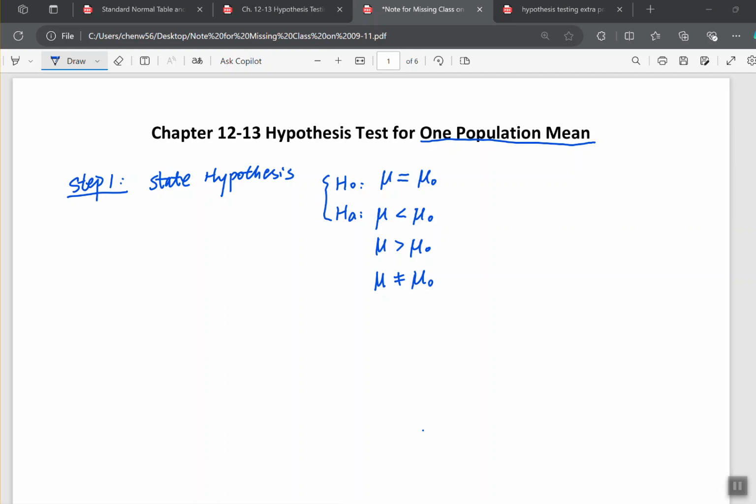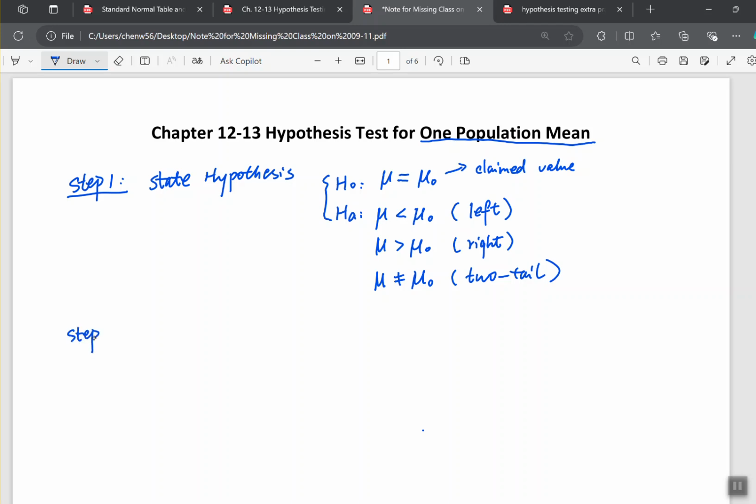All right, and here mu 0 is called our claimed value or hypothesized value. For the alternative hypothesis, these 3 options: if we are testing whether the population mean is less than the claimed value, then we call this a left tail hypothesis. If we are testing mu larger than mu 0, then we call this a right tail hypothesis. And for the last one, we call it a two-tailed hypothesis.